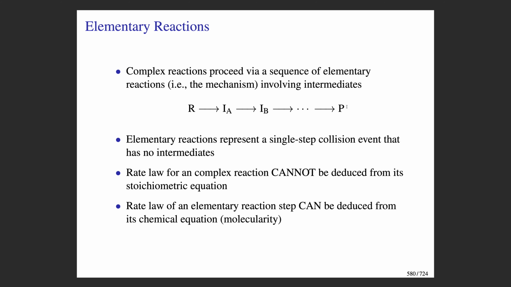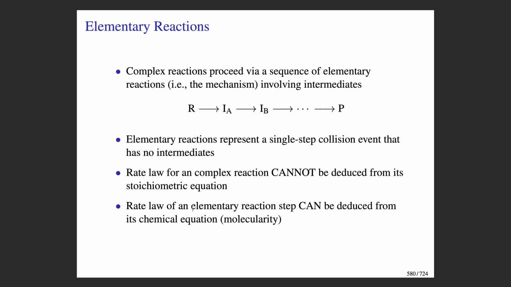We've already learned, and I'm just repeating it here, that the rate law for a stoichiometric chemical equation cannot be determined from the stoichiometric coefficients. You have to do experiments in order to determine the rate law for a stoichiometric reaction. However, for an elementary step, because what you see is what you get in terms of a single collision event, the rate law for the elementary step can be deduced from its chemical equation, and this is related to the concept of molecularity, which applies to elementary chemical reaction steps.